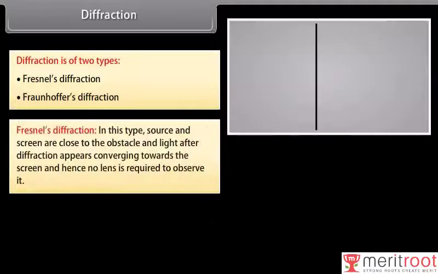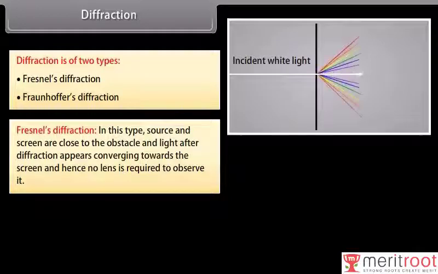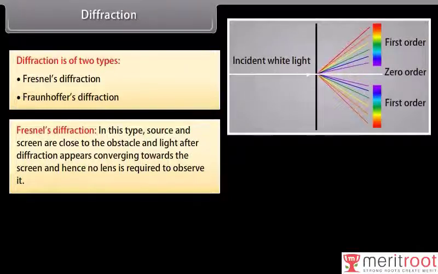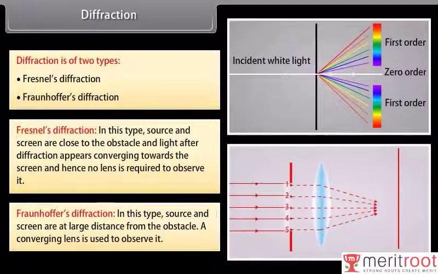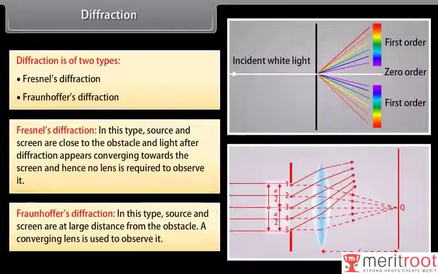In Fresnel's diffraction, the source and screen are close to the obstacle and light after diffraction appears converging towards the screen, and hence no lens is required to observe it. In Fraunhofer's class, the source and screen are at a large distance from the obstacle. A converging lens is used to observe it.